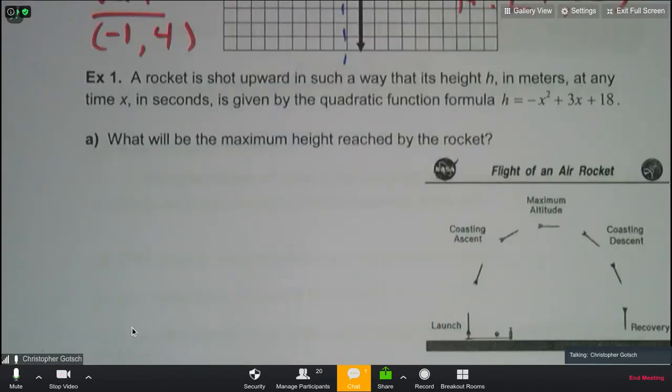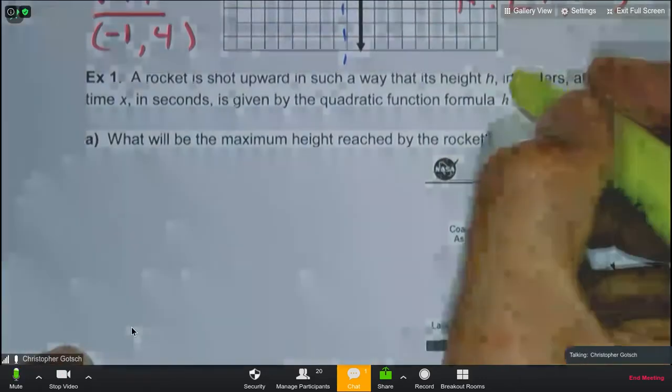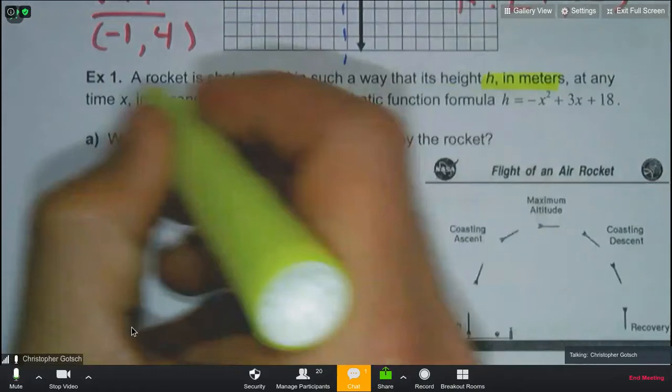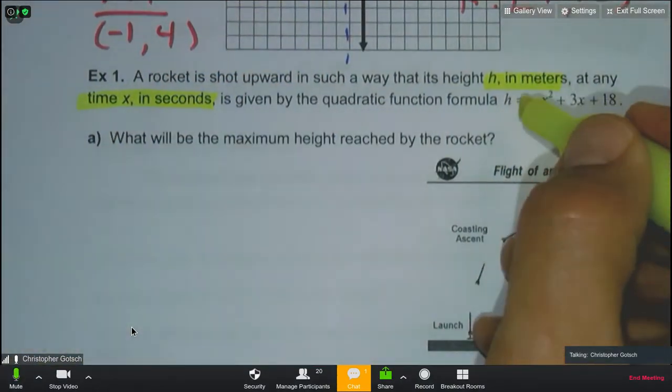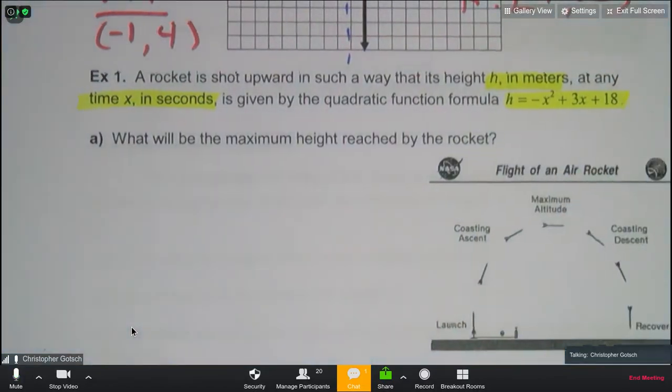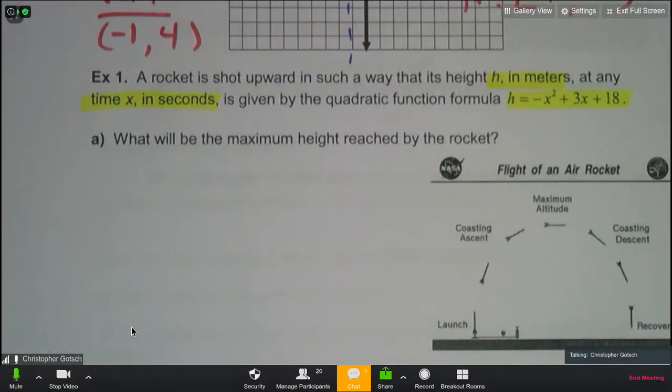So let's do that. Again, h is in meters. I like highlighting that for you guys. At any time x, which is in seconds, the height is given by this quadratic function: h equals negative x squared plus 3x plus 18. When am I ever going to use this stuff? Well, if you're going to be in physics class, you're going to use this a ton, right? You guys are maybe not talking about shooting rockets off, but I know you will. And hopefully you're not just doing it virtually where you can go outside and shoot some rockets, right?